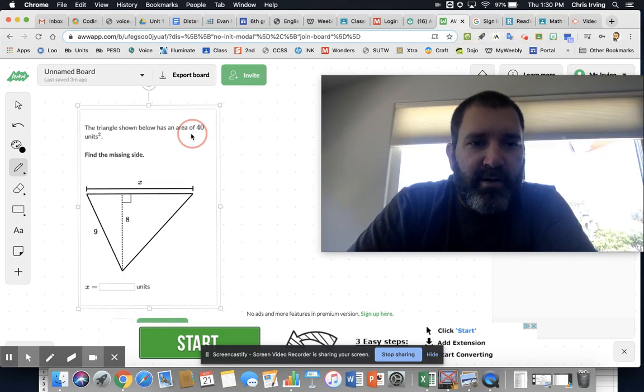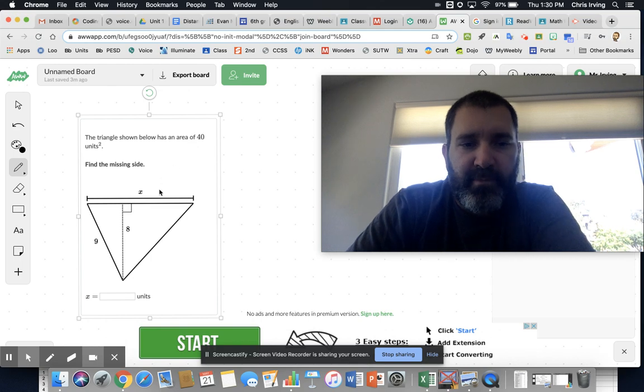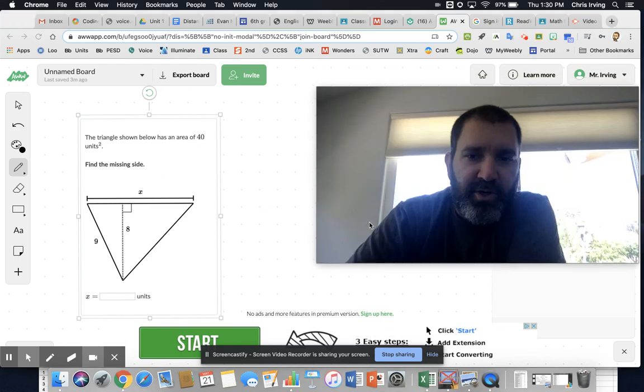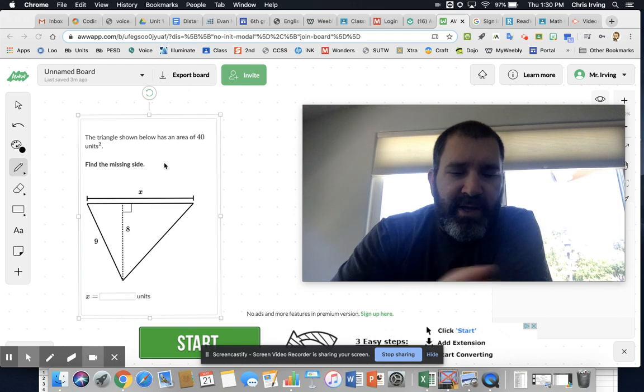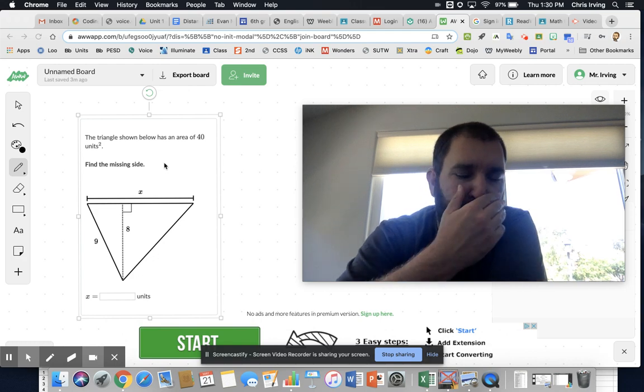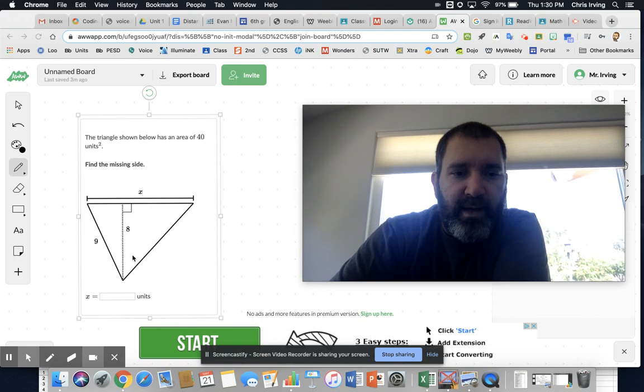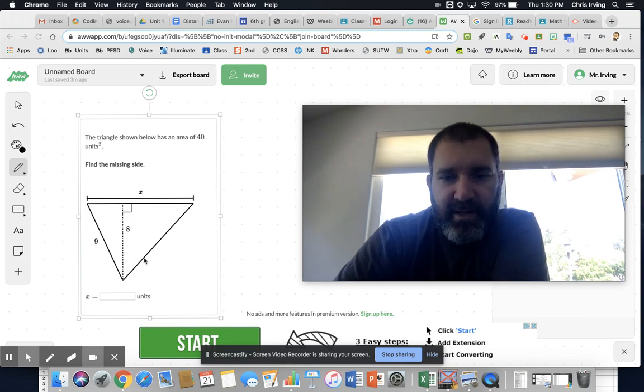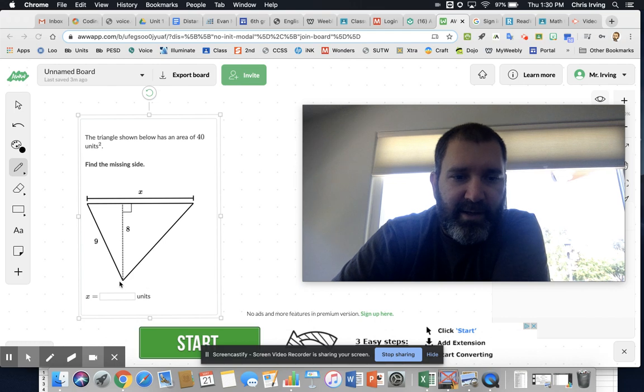This problem right here, I purposely didn't set it just yet because I want to show you something. So you might see a problem that looks like this. It says the triangle shown below has an area of 40 units. Find the missing side. As you can see, we've got what kind of looks like an upside down triangle. Obviously it's not sitting on its base, but you can see right up here that this distance right here, x, could represent its base. If this distance right here, x, represents its base, then what would be its height?